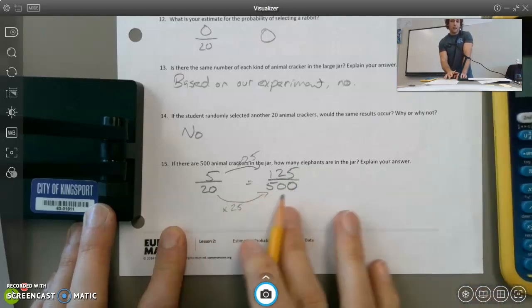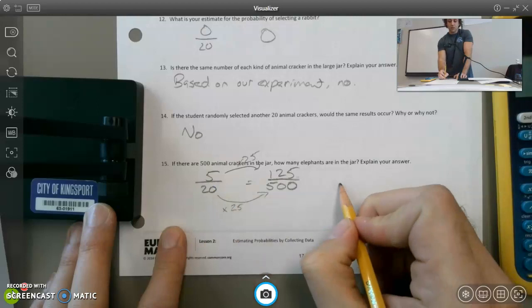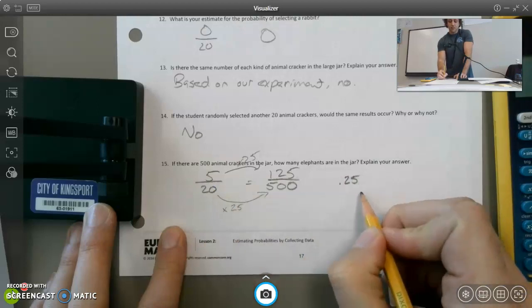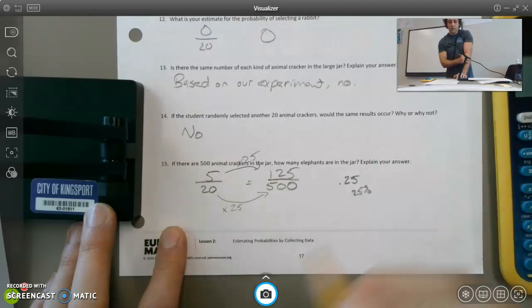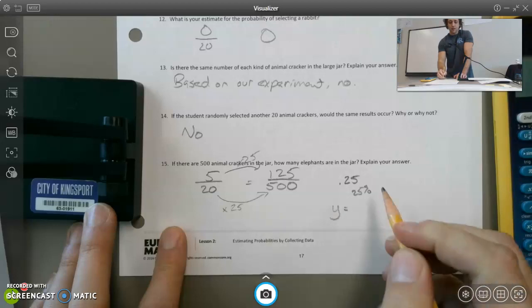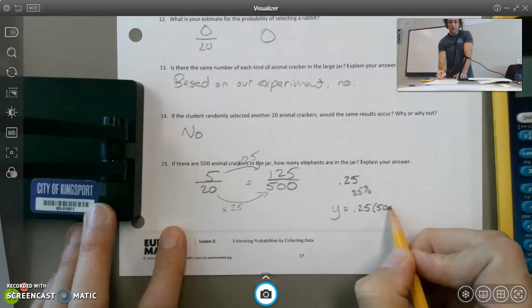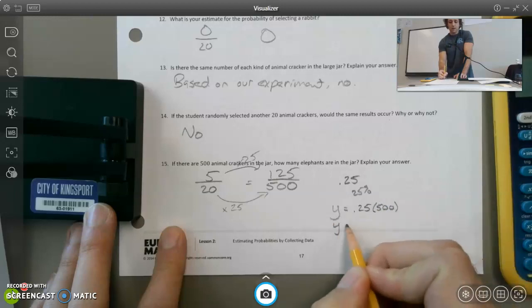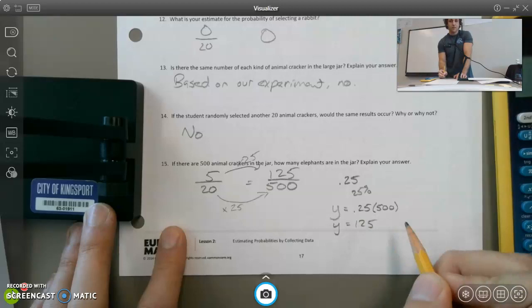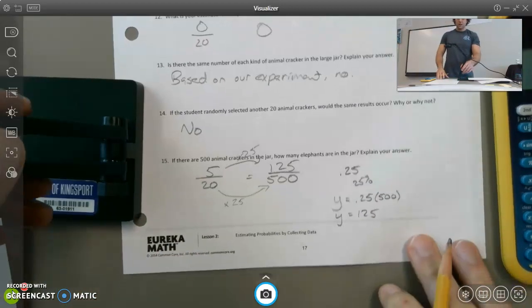We could also think about this as an equation, a proportional equation, a percent equation, right? 5 out of 20, so 25% of the bag is elephants. So you could say the part of the bag that's elephants is equal to 25% of the whole bag, which is 500 crackers. So the part that is elephants is 125. Connect that back to proportional relationships and percent.